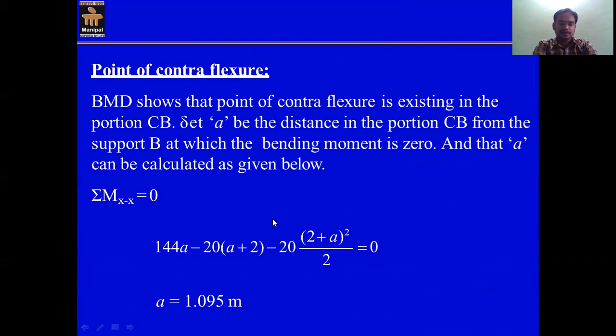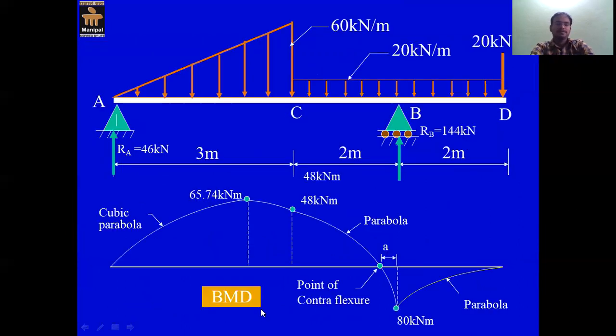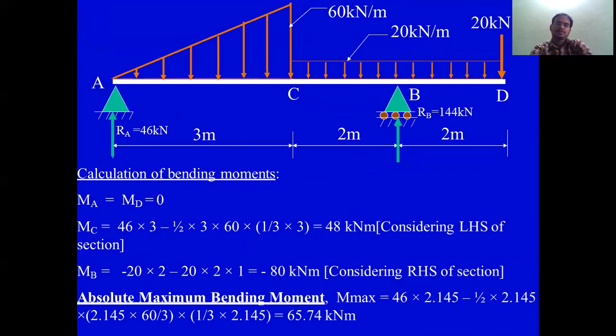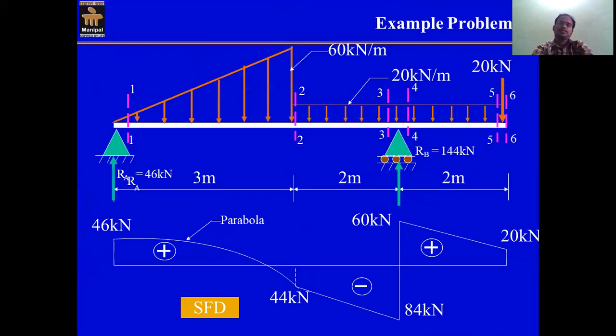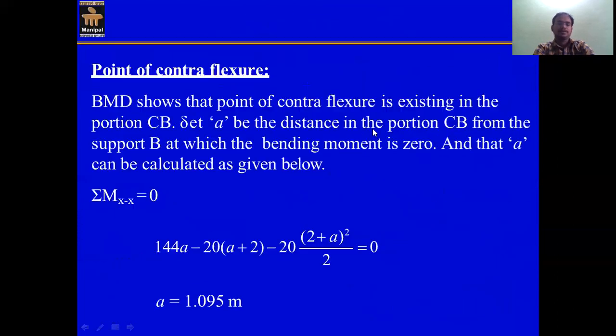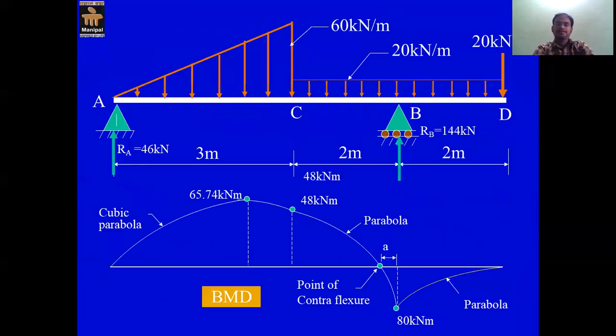So finally, we got the value of a in our problem, 1.095 meter. The maximum bending moment is at the section XX. The point of contraflexure is in between C and B, at a distance a, which is equal to 1.095 meter. So everything we have calculated.